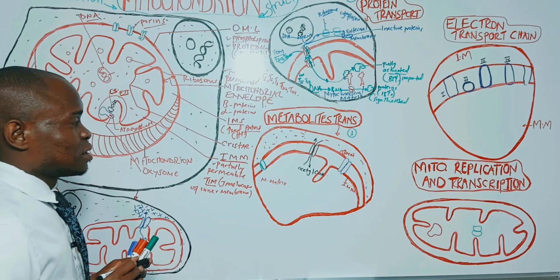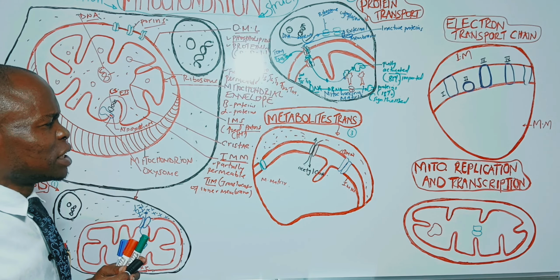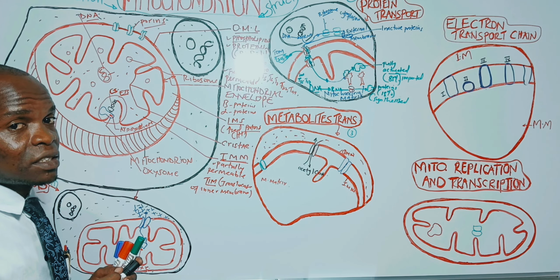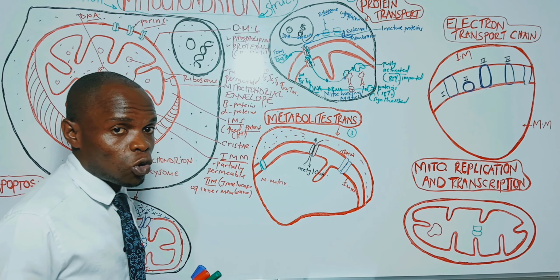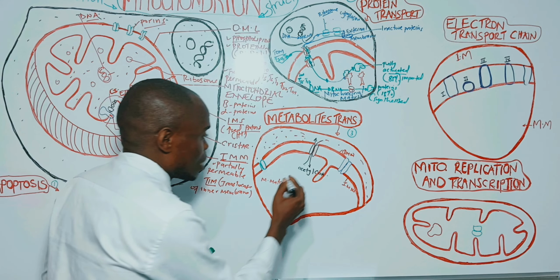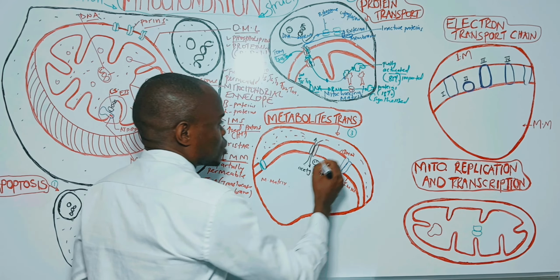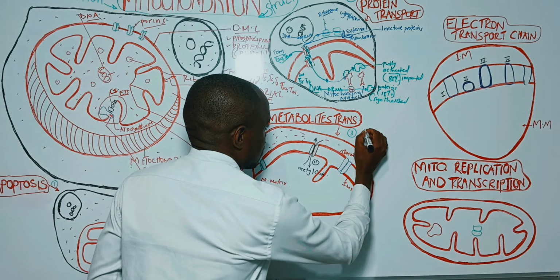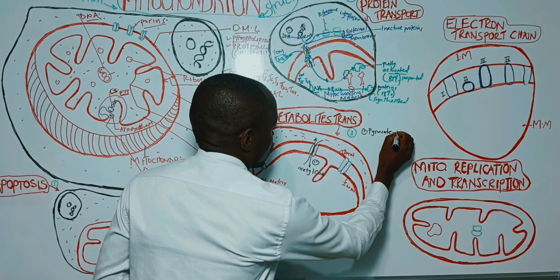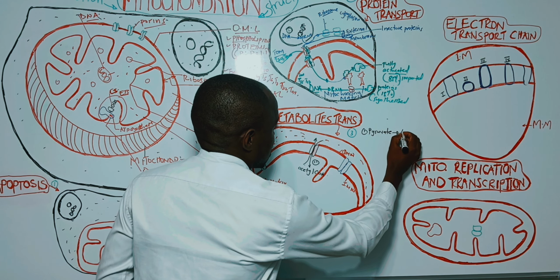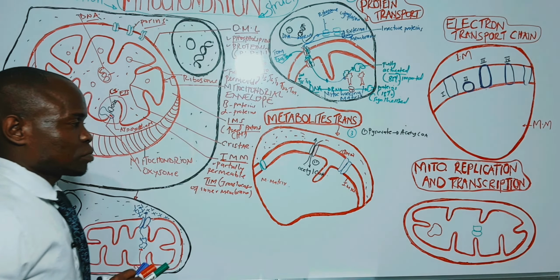That means the mitochondria has participated in the conversion of pyruvate, by decarboxylation, into acetyl coenzyme A. This is now the first biochemical reaction, number one: the conversion of pyruvate into acetyl CoA. This is a biochemical reaction.